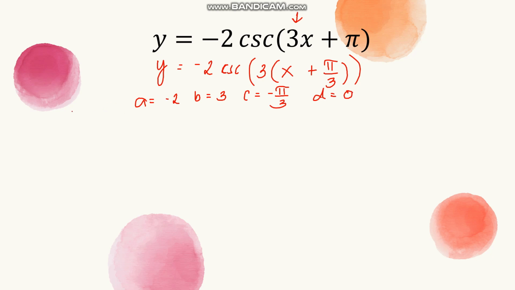Now let's solve for the domain. Since this one is cosecant, the formula is x is an element of the real numbers such that x is not equal to c plus k pi over absolute value of b, where k is an element of the integers.